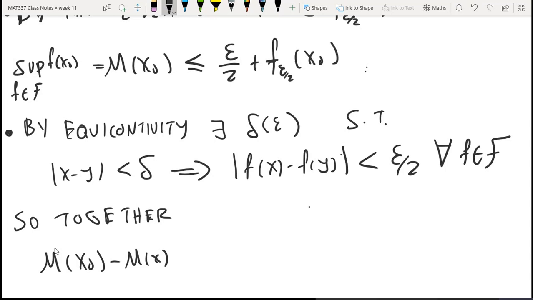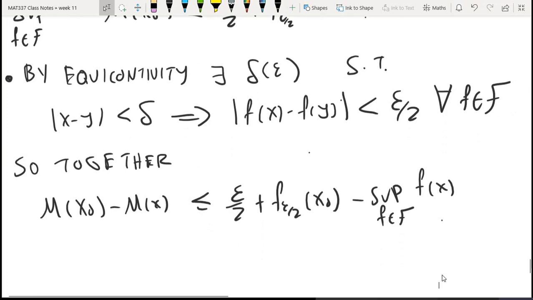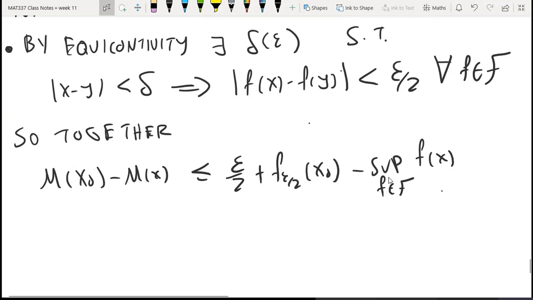Okay, so one step at a time. First, we get our, question. Do you mean, yeah, exactly. Yeah, the set is compact. Minus supremum of f of x, f in the family. Okay, what did I do next? I added and subtracted. Anyhow. Okay, so you get that.